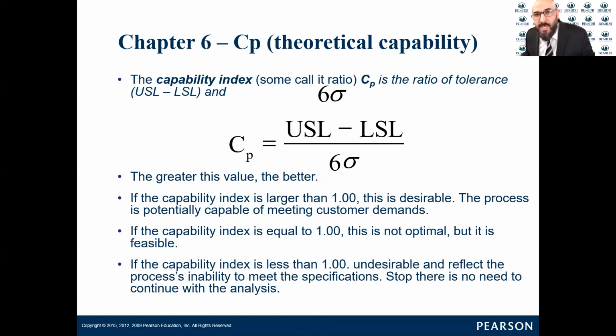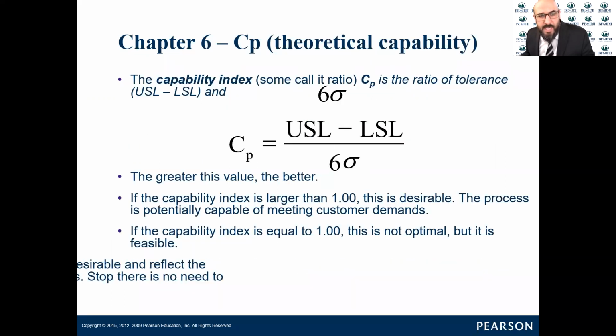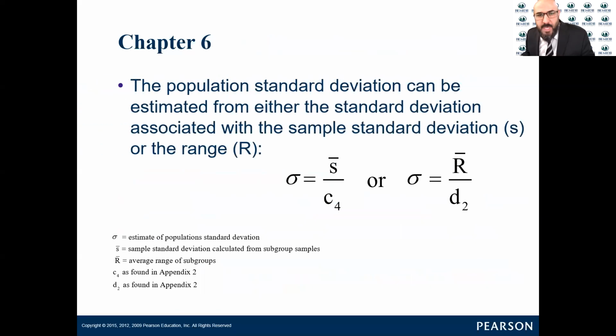You cannot do any calculation after this. All right. Now, we did talk about the standard deviation, and we're going to use the standard deviation in this calculation. CP equals the upper specification limit minus the lower specification limit divided by 6 sigma, or 6 standard deviations. And standard deviation is something not given.